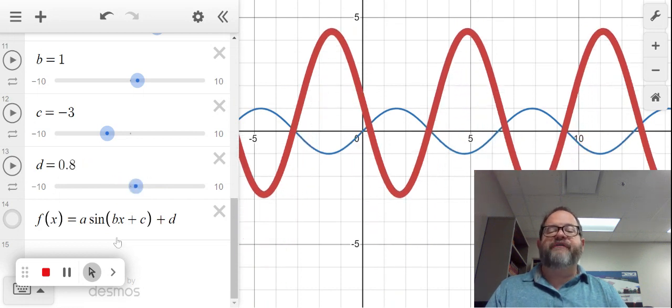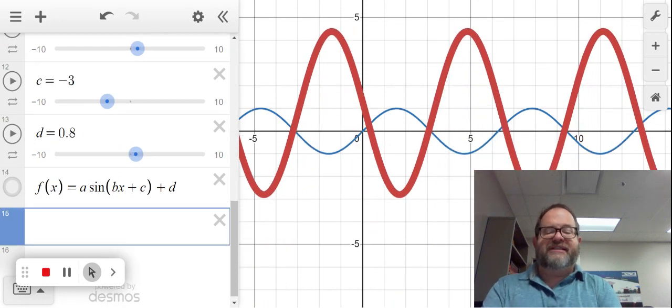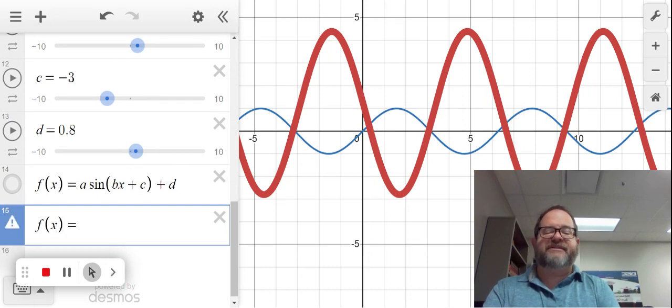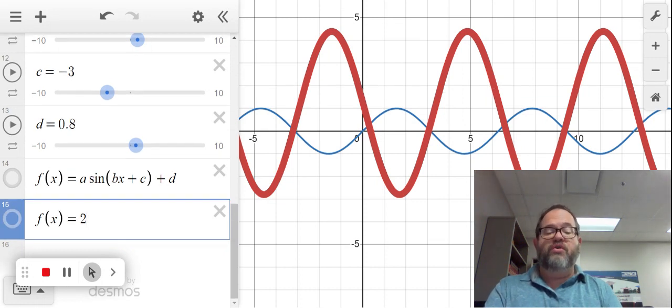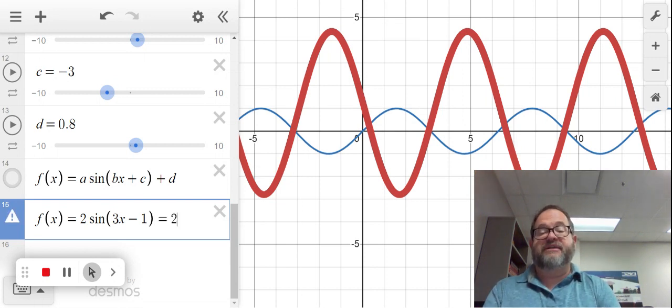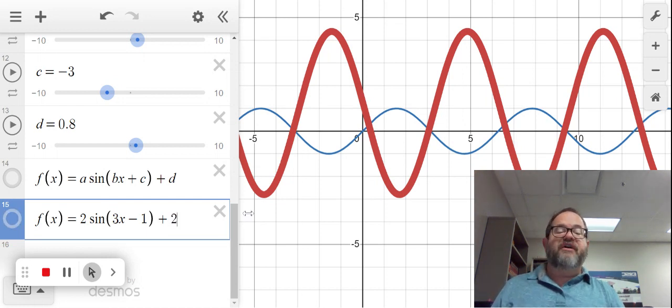So I'm going to put another function in here just to show you. Let's say I was anticipating f of x equals 2 times the sine of 3x minus 1, plus 2. I'm going to turn the function off so we can't see it just yet. Before I even turn this graph on, notice what's happening here.